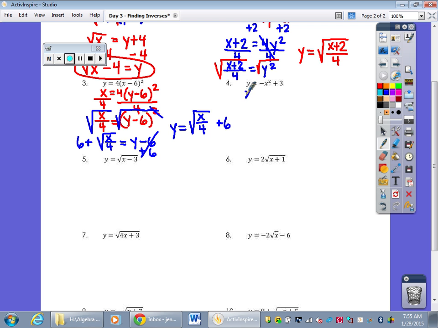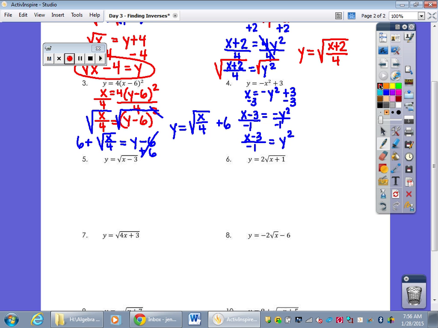Okay, we have x equals negative y squared plus 3. So first step is we're going to subtract the 3. So x minus 3 equals negative y squared. Now we need to divide by the negative 1. So we're going to have (x minus 3) divided by negative 1 equals y squared.